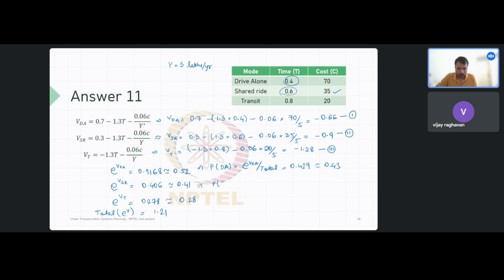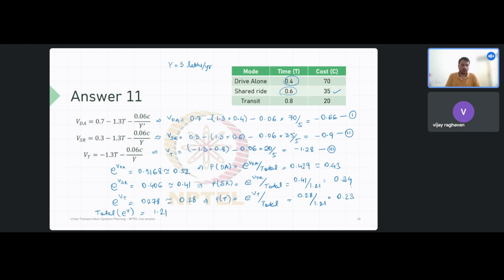Then we have shared ride probability. So that will be e to the power V of shared ride by total. So we'll do 0.41 by 1.21. So it is coming as 0.34 around. Last we have probability of transit, e to the power V transit by total. Transit is 0.28, total is 1.21. So 0.28 divided by 1.21 is 0.23.